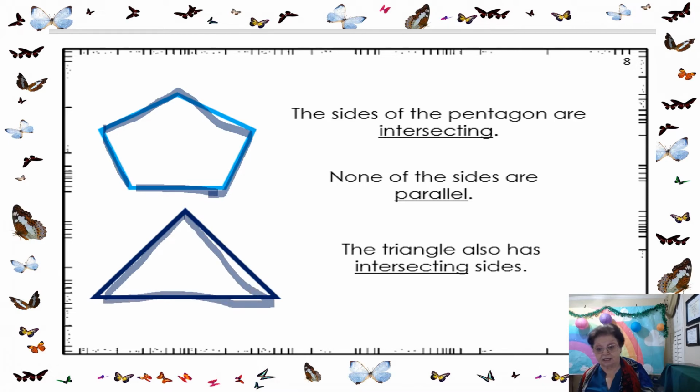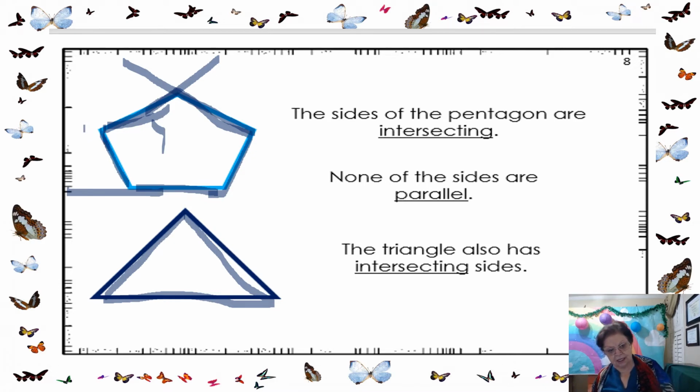These lines are intersecting. If this line were to go on forever, and this line were to go on, they would cross. If this line were to go on and this line were to go on, they would cross. They're intersecting.